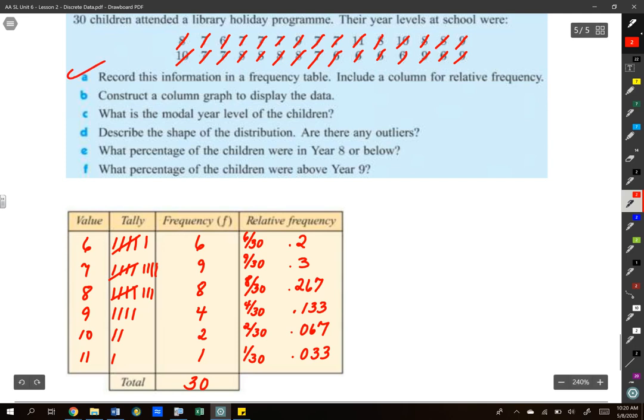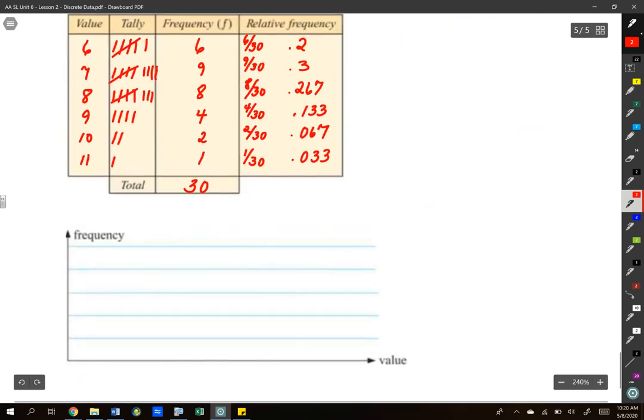We've done step A. Now we're going to construct a column graph to display the data. So the horizontal axis is going to be all your data values, starting at 0 and going up to 11. And for our frequency, the lowest frequency is 1 and the highest is 9. So I'm going to do it in 2s. Seems to make the most sense to me. And then we're going to go ahead and fill in our bar chart.